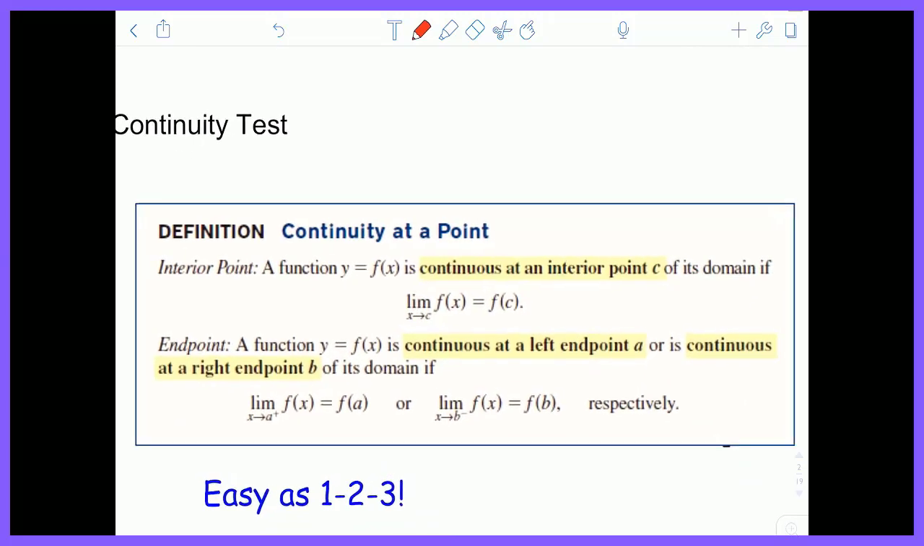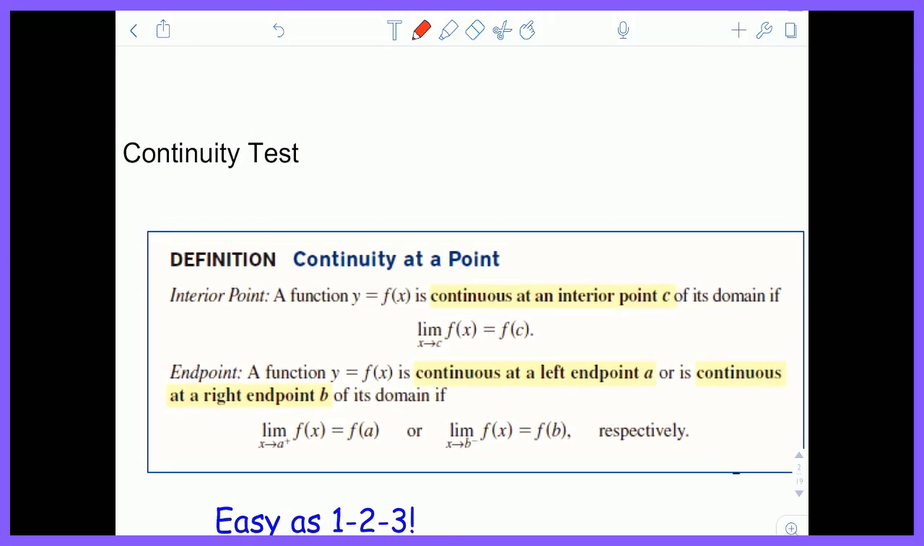Let's zoom in here. So the continuity test is broken into two pieces. Piece number one deals with an interior point. A function f of x is continuous at an interior point C of its domain if the limiting value as we approach C equals f of C, the function value.